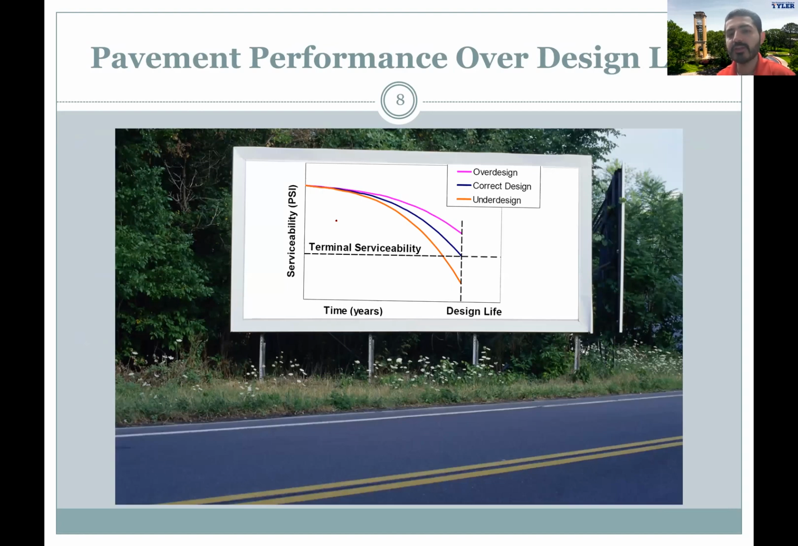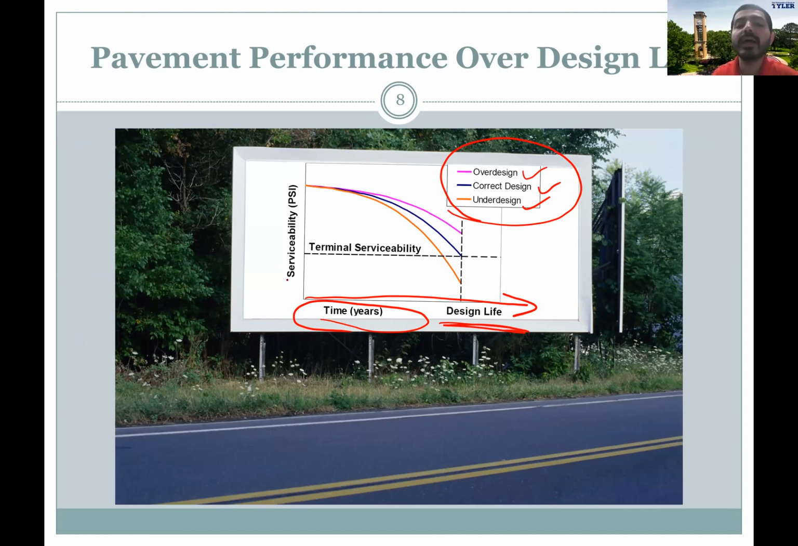And that's what this picture really tells us, the difference in concept between over design versus the correct design versus under design. So in this graph right here, the x-axis is the time in years, or what we call the design life of the pavement, while the y-axis is the serviceability, or pavement serviceability index. It's a grade. The higher the number, the better the pavement.